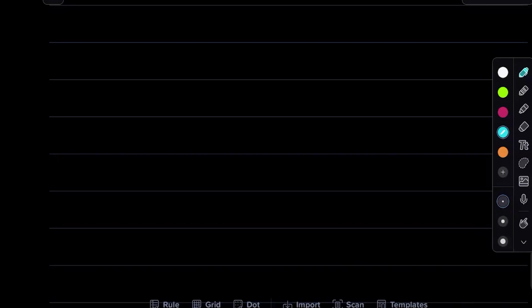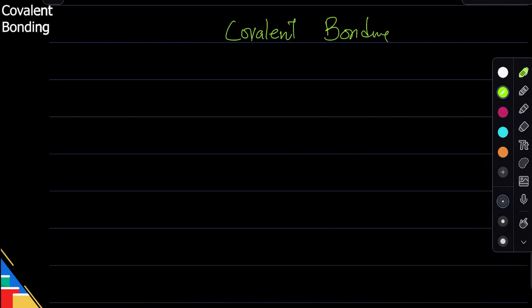Then we can start with the next one, which is covalent bonding. As the name suggests, there are two parts to this. Co means sharing and valent means last shell. So this is sharing and this is last shell. A covalent bond is always made when last shell electrons are shared.